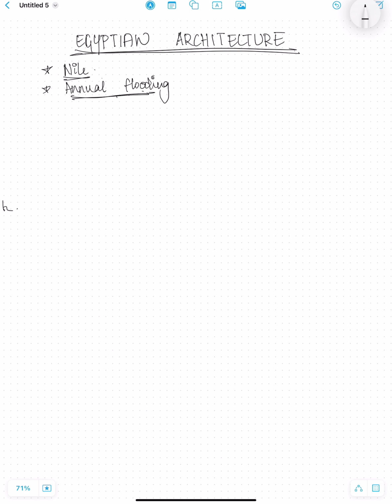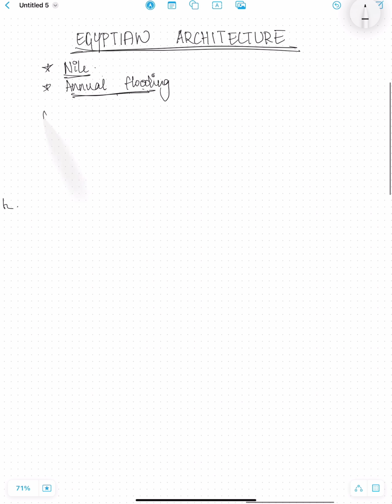This annual flooding is very similar to how the Indus Valley civilization also was swept off. So they also had annual flooding here, and they used something called a batter wall for protection. This batter wall is a tapering sort of wall, like this. It's tapering, and the plain side of the wall is a windowless wall. They used that for their writing, which is called hieroglyphics.